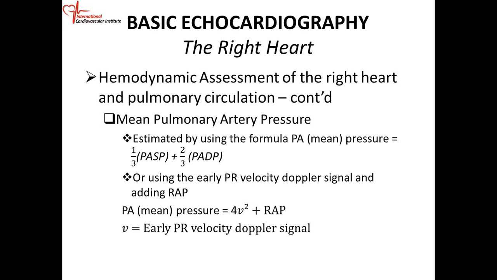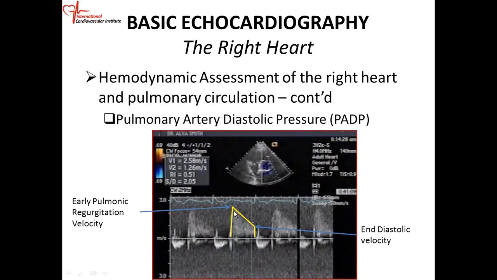You can also use your pulmonary artery systolic and diastolic pressure to get it. So the mean pressure is equal to 1/3 the pulmonary artery systolic pressure plus 2/3 the diastolic pulmonary artery pressure. So the mean pulmonary artery pressure is 4V squared plus right atrial pressure, but using the proximal velocity. Remember this is the proximal velocity, right? That's the velocity you're going to use.